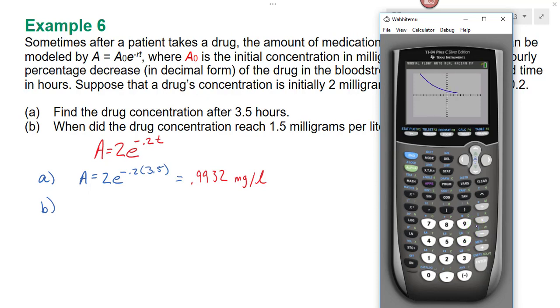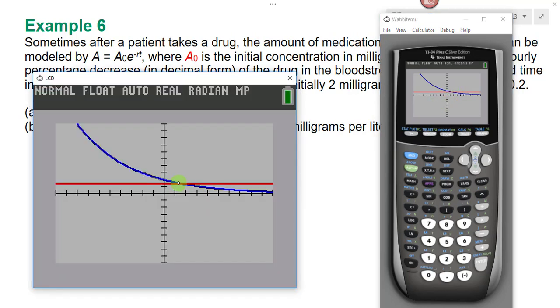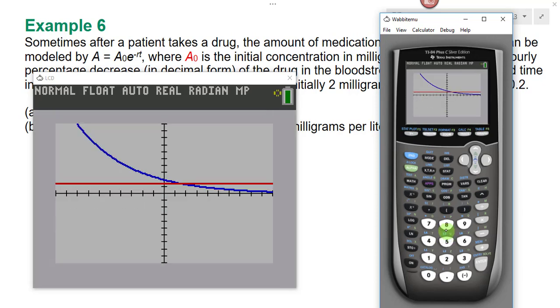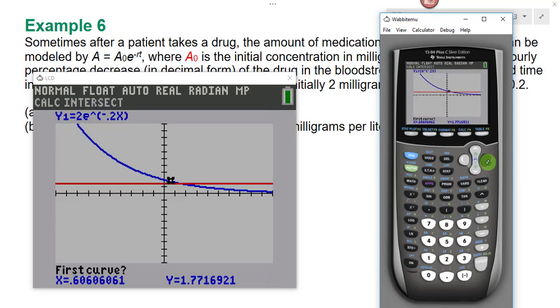So here is the graph of the function A equals 2e to the negative 0.2t, and now we have the function y equals 1.5. To answer the question in part B, I'm just going to zoom in and find this point of intersection. The way I do this on my calculator is I'm going to hit second calc, which is right above the trace button, and I want the point of intersection, so I hit number 5. I use these arrows to move the cursor over close to the point of intersection, hit enter to select the first function, hit enter to select the second function, then it offers a guess, but I don't want the guess. I want the exact value, and this is the x value that gives me my exact value.